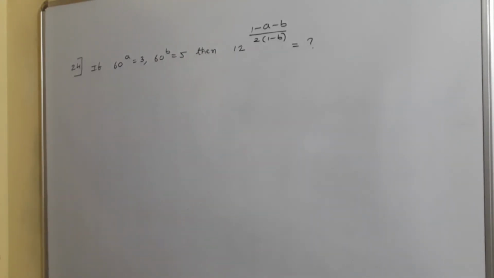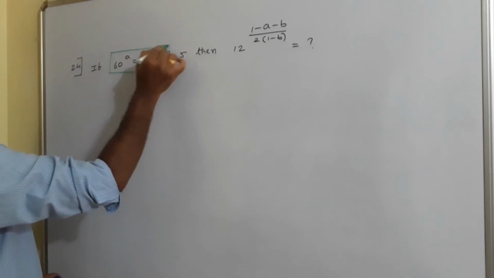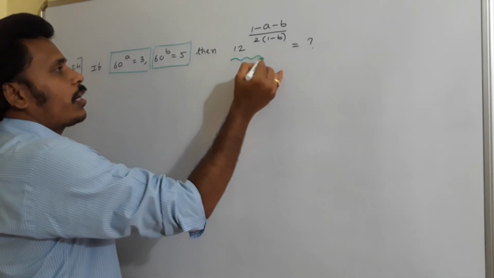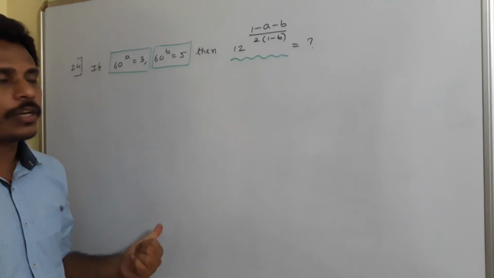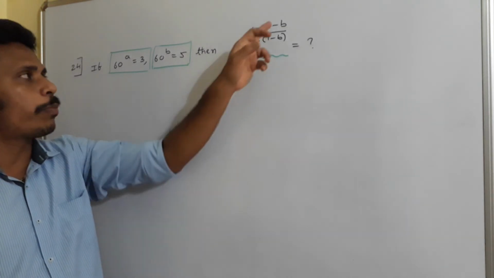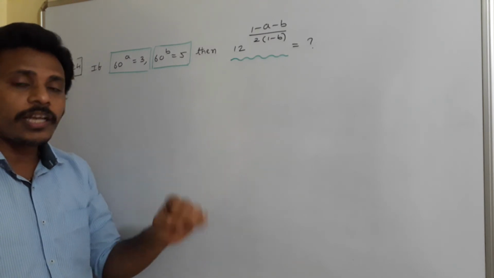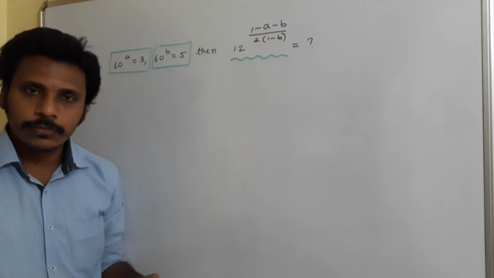Look at the problem. Just think about the problem as we discussed previously. For this problem, this time 60 power a is equal to 3 and 60 power b is equal to 5 are given exponential relations, and our target is to find this 12 power (1 minus a minus b) by 2 into (1 minus b). As I said, using these two exponential relations, we need to find out this value. In the sense, we need to prepare this power. And initially, we need to pay our attention on this denominator 2 into 1 minus b, specifically on this 1 minus b.